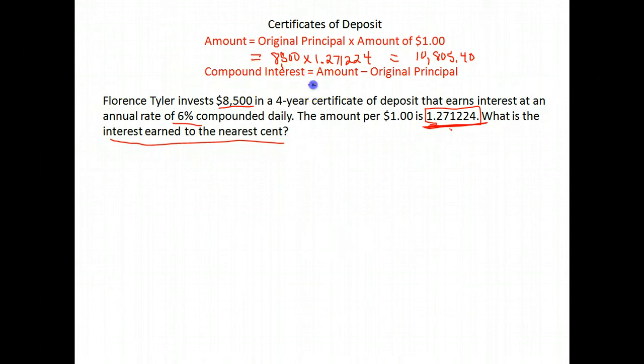So now to find his interest, we take the amount that he would have in the account when he's done after the 4 years. We found that to be $10,805.40. Subtract the original amount of money that he put in. So we subtract 8,500 and we get $2,305.40. So the amount of interest he earned in those 4 years would be $2,305.40.